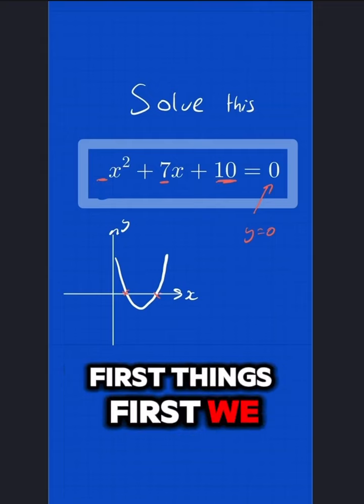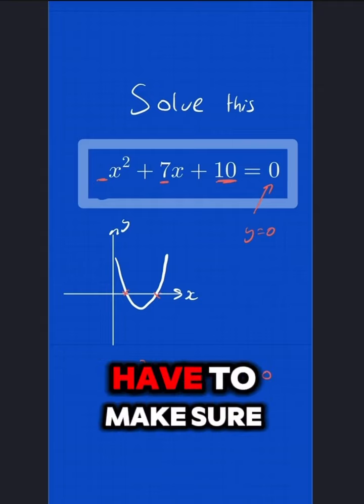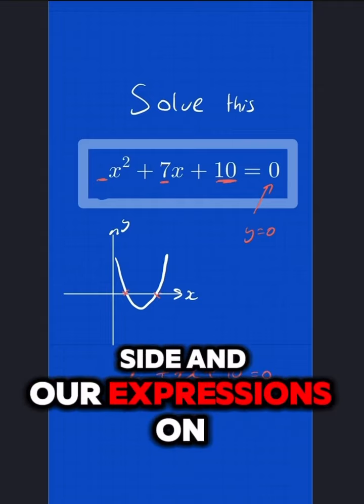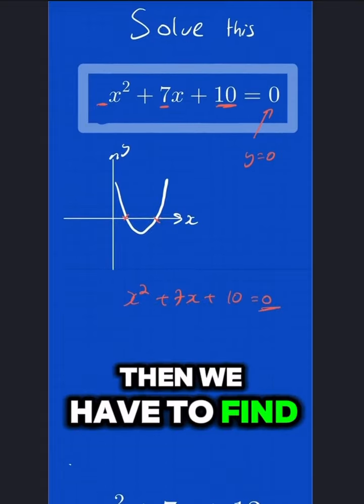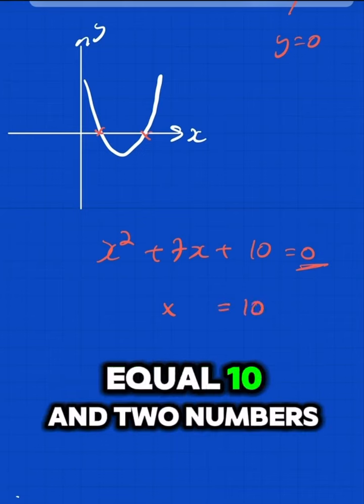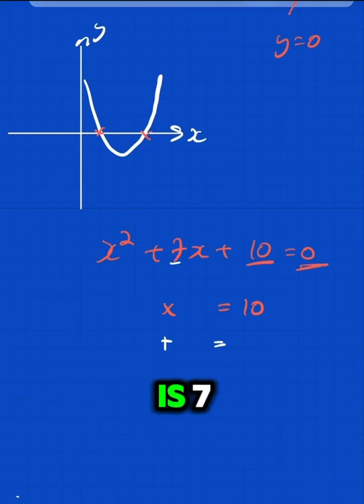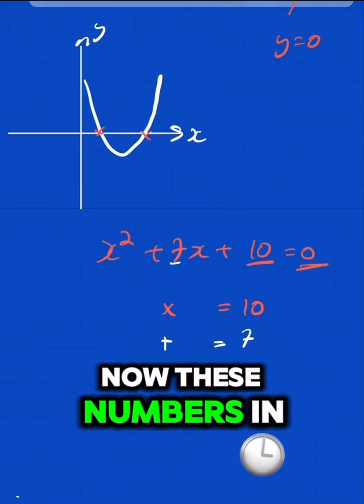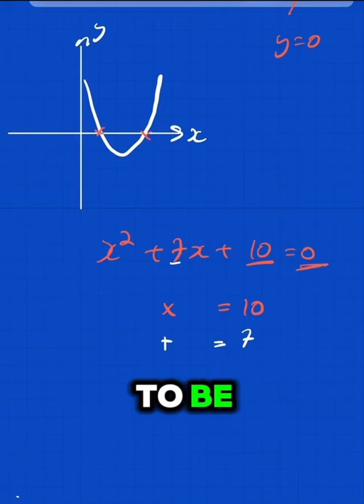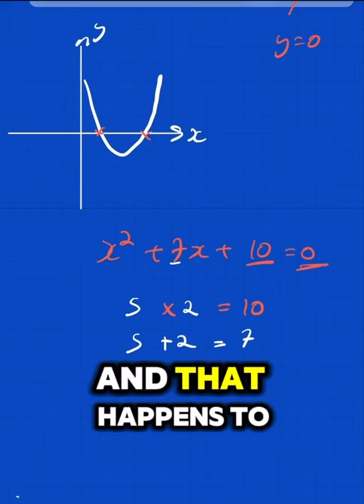First things first, we write out our expression here. And the first step is we have to make sure 0 is on one side and our expression is on the other. Then we have to find two numbers that multiply together to equal 10 and two numbers that add together to equal the middle part, which is 7. Now these numbers, in this case, are going to be a 5 and a 2. And that happens to work.